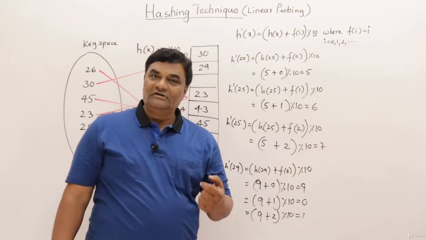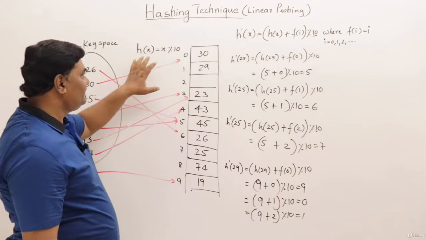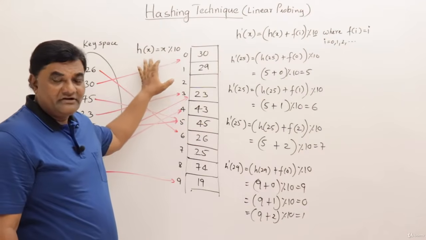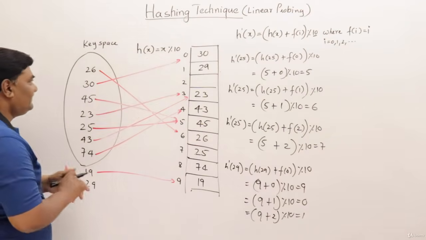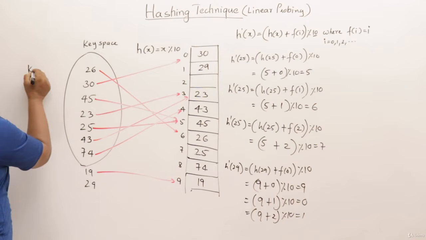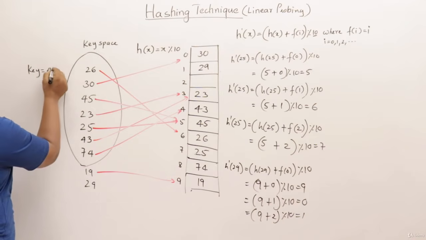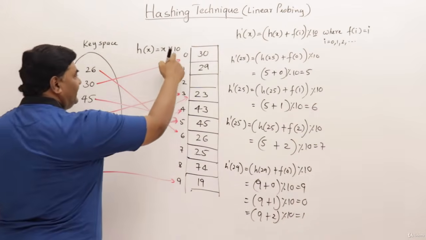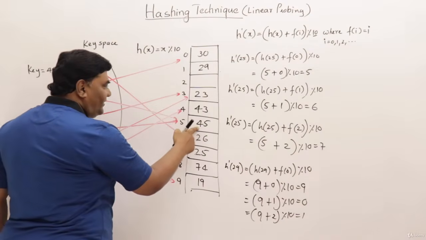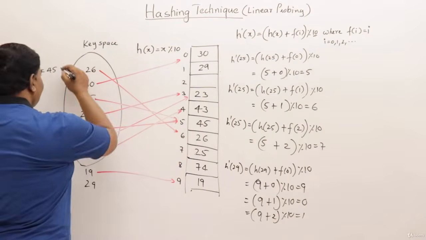For searching also we use the same hash function. This function will be sufficient for us for searching. Let us look at it. Suppose I want to search for the key 45. 45 mod 10. Go to this place. Yes, the key is found. Yes, the search is successful.